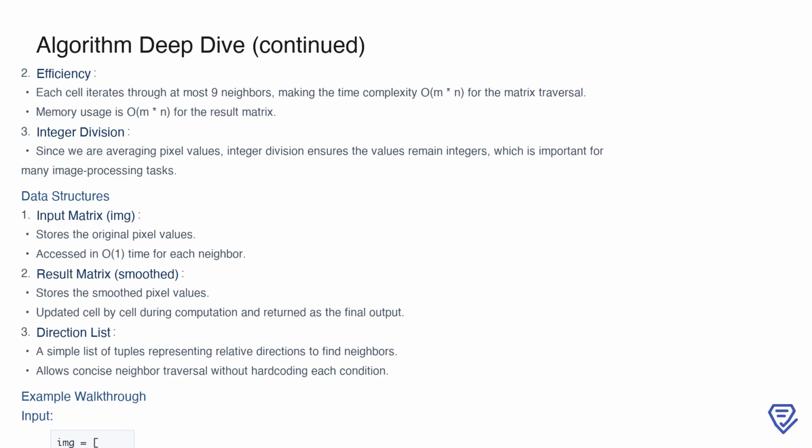We also use a direction list, which is a simple list of tuples representing relative directions to find neighbors. This allows us to traverse neighbors concisely without hard-coding each condition. To better understand the process, consider an example input matrix where each pixel value is either 1 or 0.